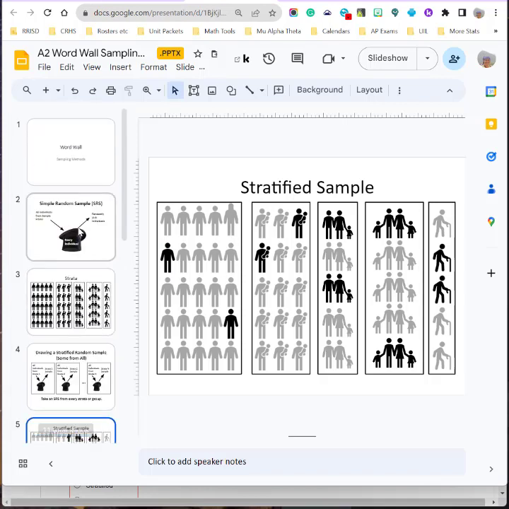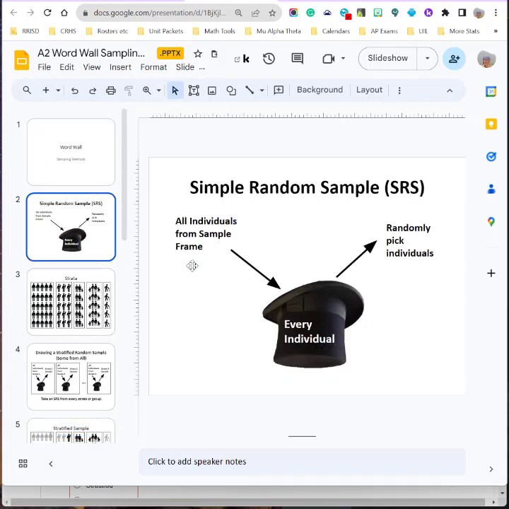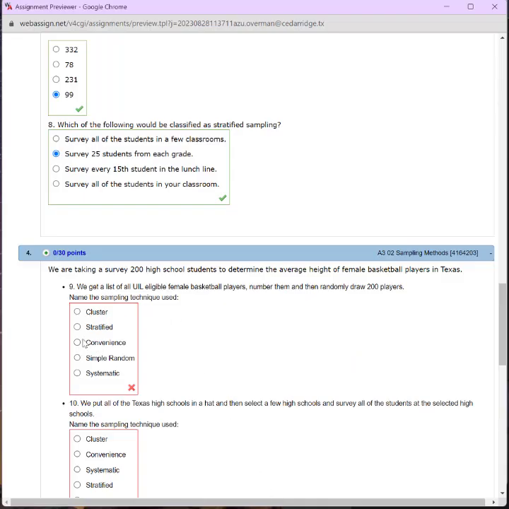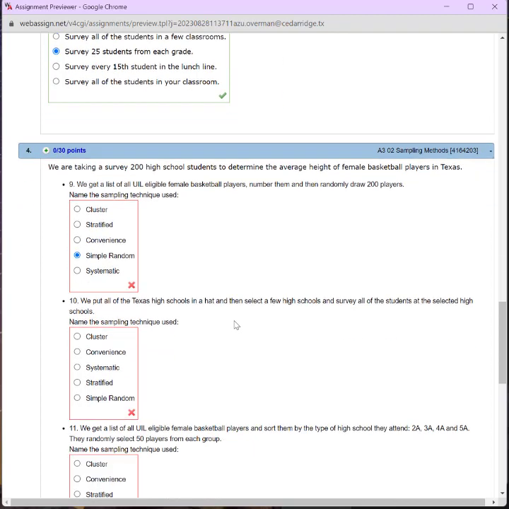That sounds a lot like a simple random sample because we threw all the females in one pile and then we're taking our sample. So I'm going to say that's a simple random sample. When you have a numbered list, it's kind of like what we did with the rectangles. That was a simple random sample.